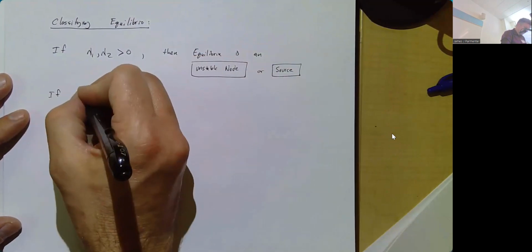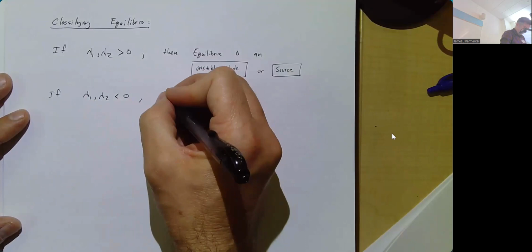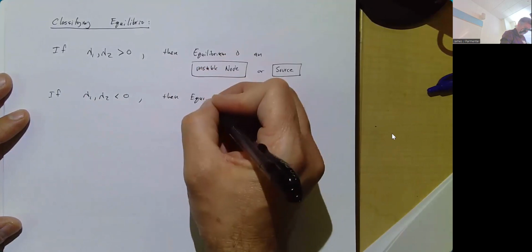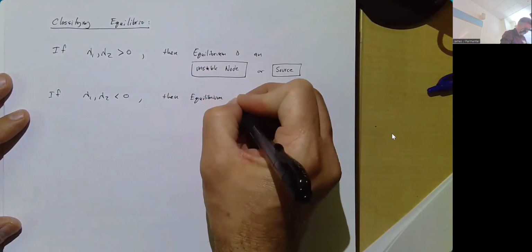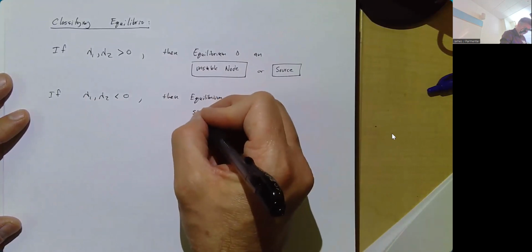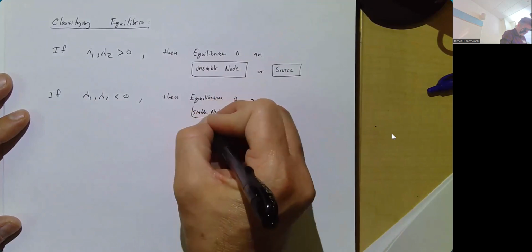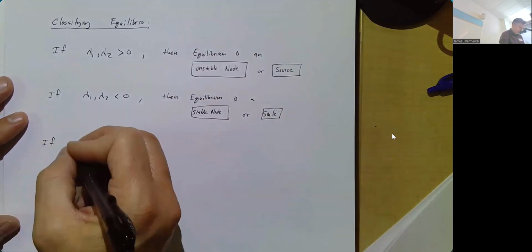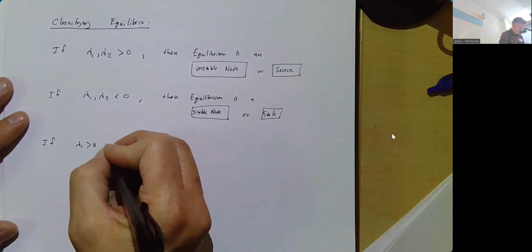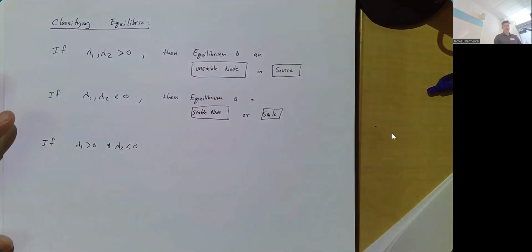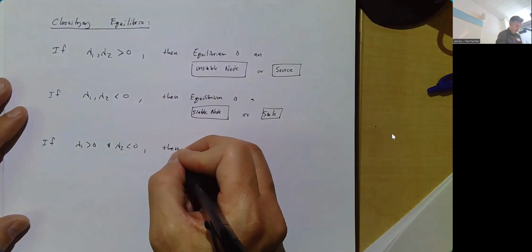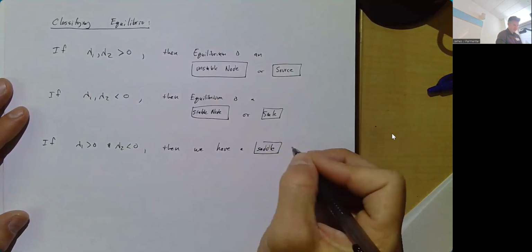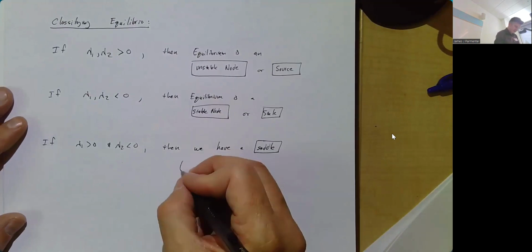If both are negative, then the equilibrium is a stable node, just like we just saw, or a sink is another name for it. And then finally, if they're opposite signs, so if lambda1 is positive and lambda2 is negative, or vice versa, but you can just call them whichever way makes sense, then we have a saddle, which we typically classify as unstable.